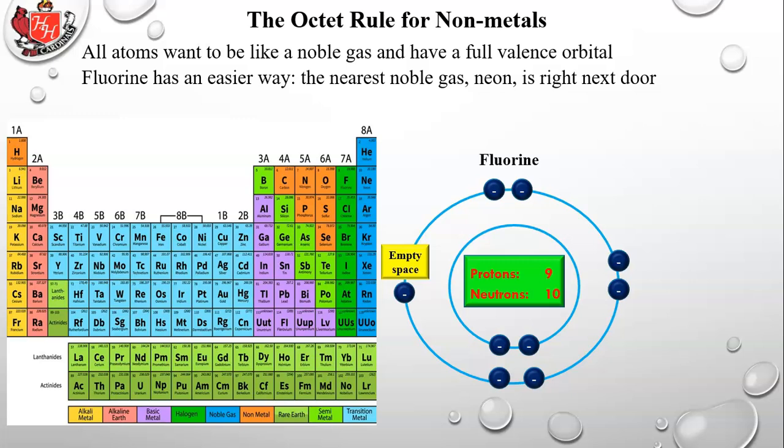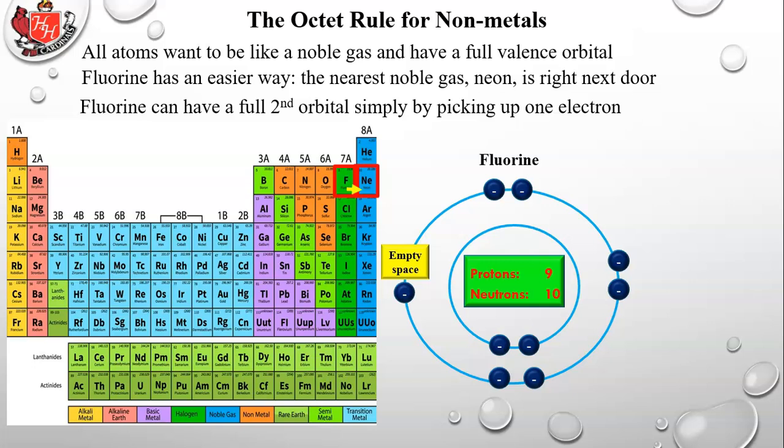Fluorine has an easier way. The nearest noble gas is neon, right next door. So you see where fluorine is and you see where neon is. So fluorine can have a full second orbital simply by picking up 1 electron. And we know fluorine can do this because it has a high electronegativity. And that means it easily pulls in electrons from outside of itself. So it can easily gain that electron.